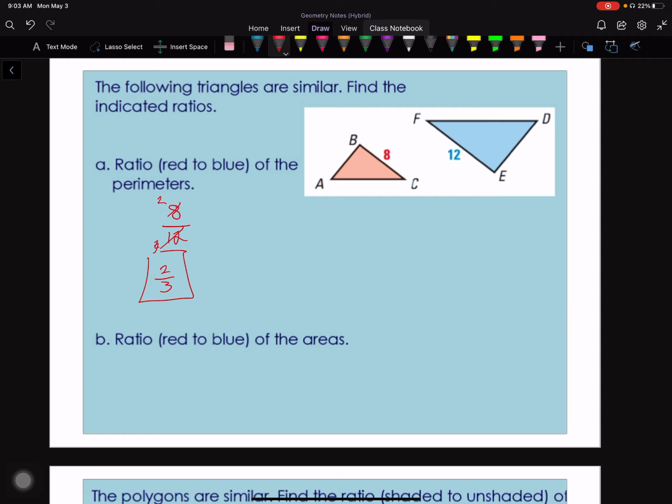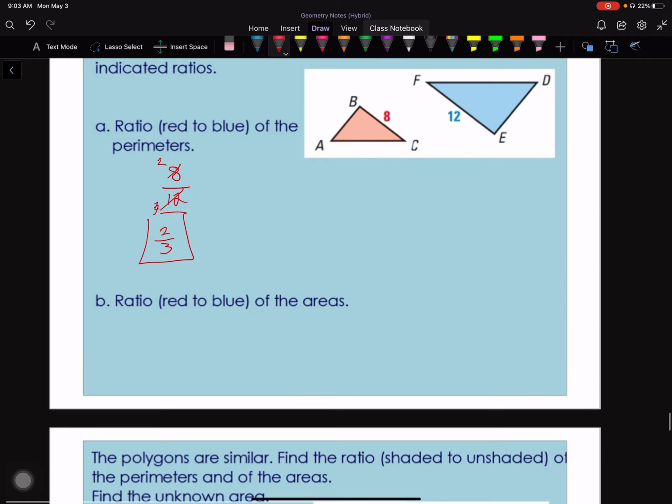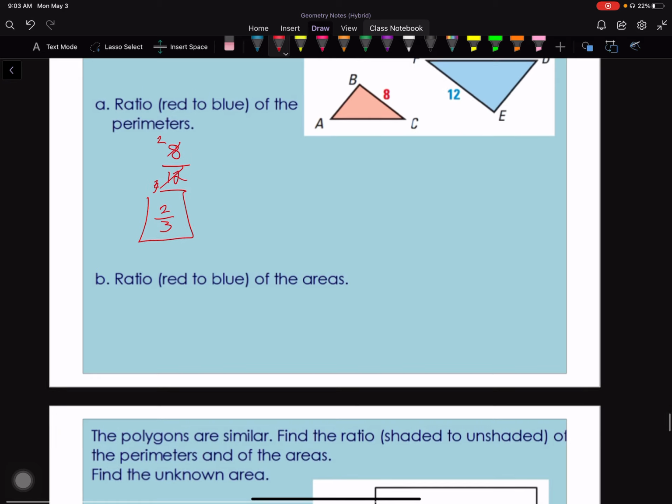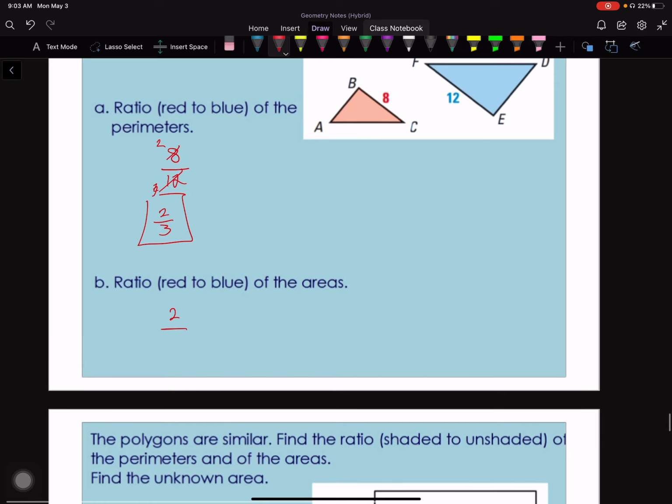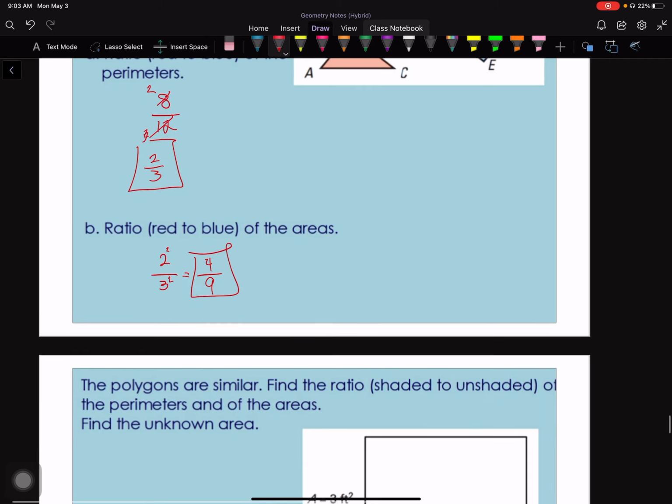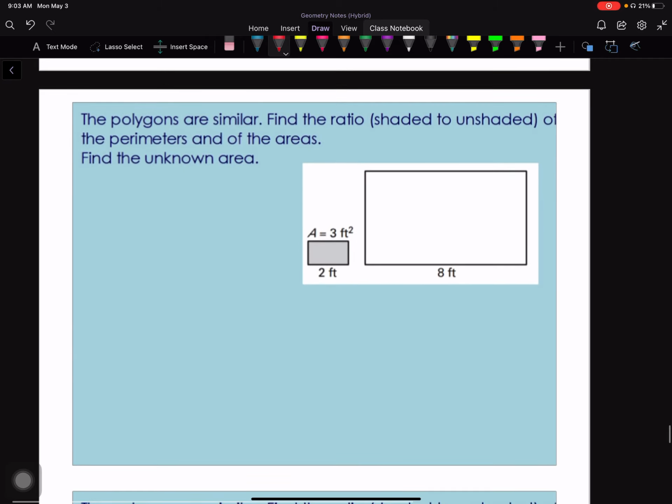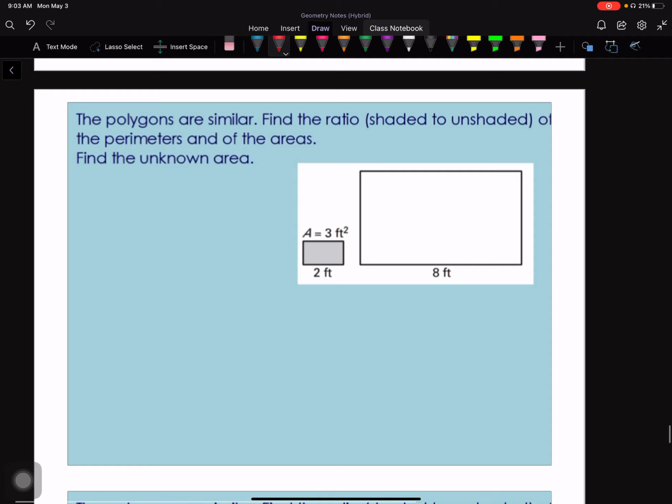The ratio of red to blue of the areas, so in order to find that, you just take your side ratio and you square it. So if I simplify that, 2 squared is 4, 3 squared is 9. There you go. It's that simple. Now here's where things get a little more difficult, and this is kind of what you can expect to see on any quizzes or tests: find the missing piece of information.